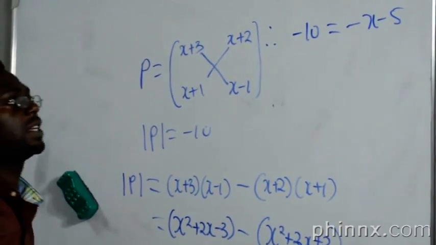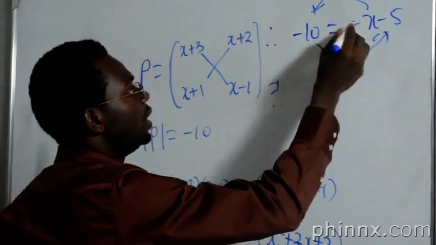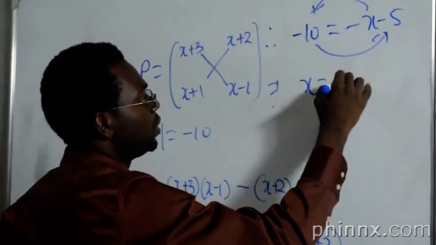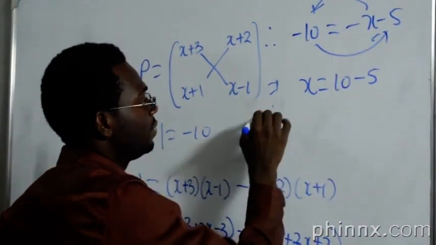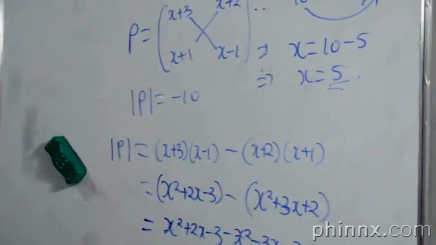Determinant. We're looking for x, so what do we do? x comes here, minus 10 goes here. So minus x becomes plus x, and minus 10 becomes plus 10. So you have minus 10 minus 5. This implies that x is equal to 5. So we have x is equal to 5. That is option D as we have on the slide here.